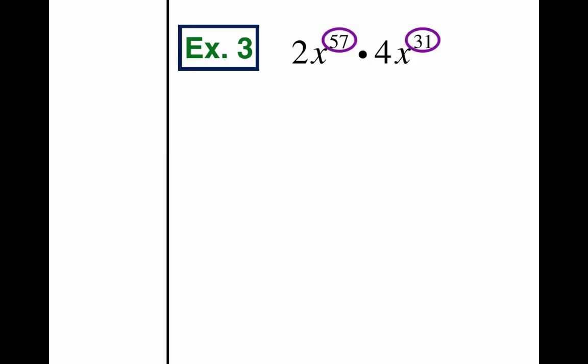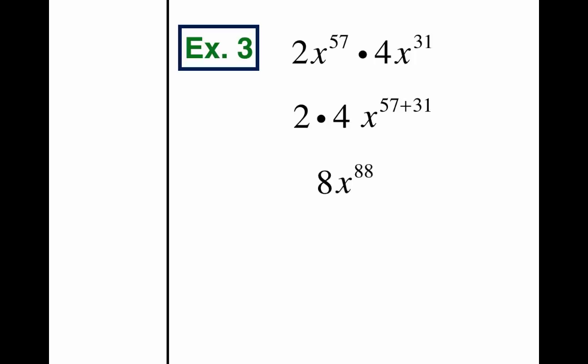So like the 57 and the 31, although I could write them all out, what I'm really going to do is just add them together. So I've got the 2 times 4, I have to do that, and then I'm going to have x to the 57 plus 31. Now 2 times 4 is 8. 57 plus 31 is going to be 88. So our answer is 8x to the 88th power. And we got that answer without expanding because we generalized a rule that we could just add the powers.